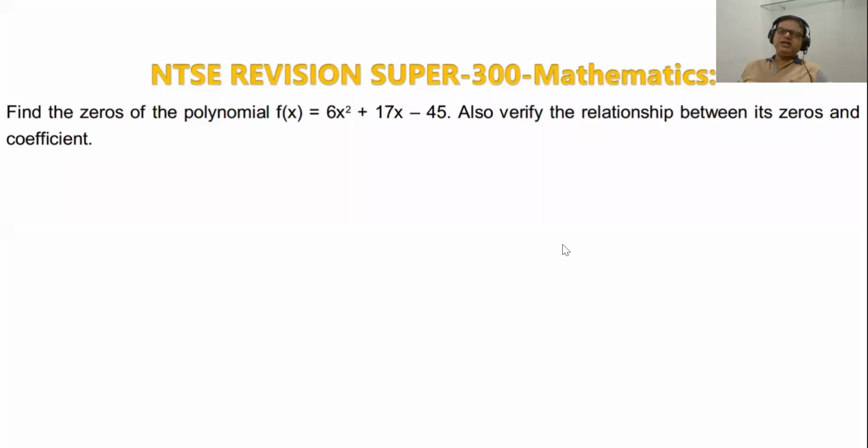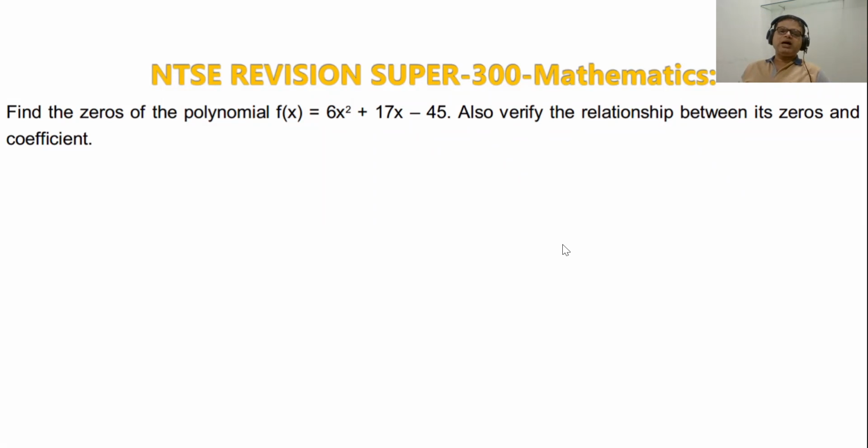See, this is a typical subjective question. Okay. So the question is, find the zeros of the polynomial f(x) is equal to 6x square plus 17x minus 45 and also verify the relation between the zeros and the coefficients.